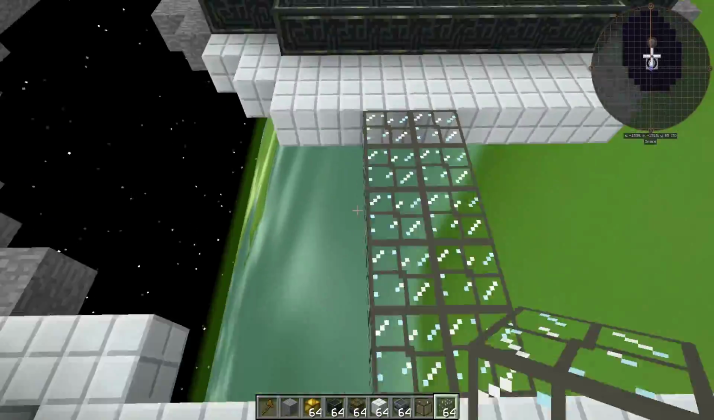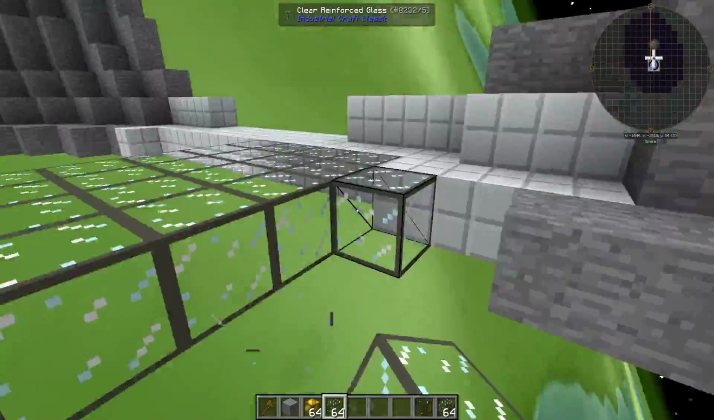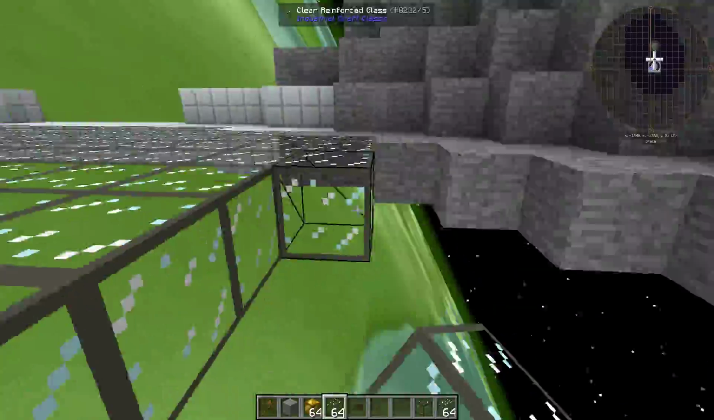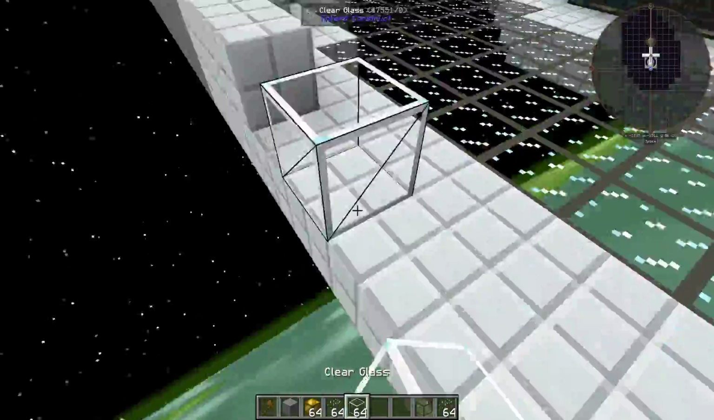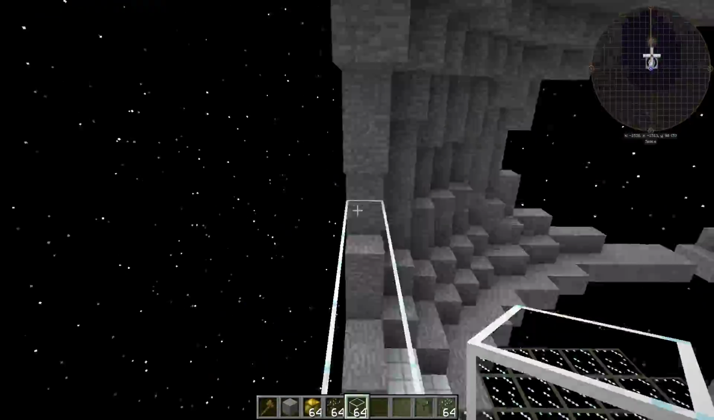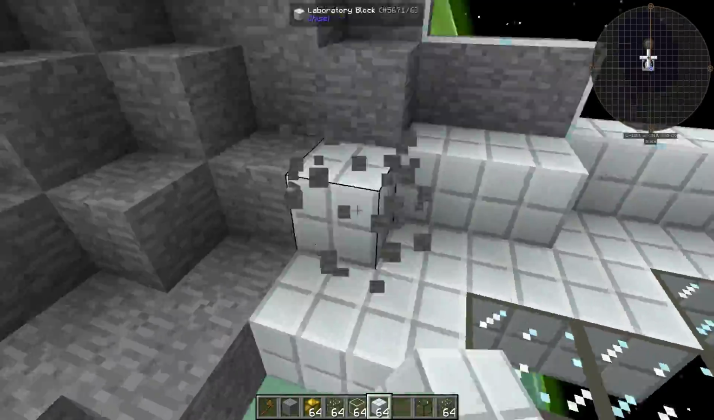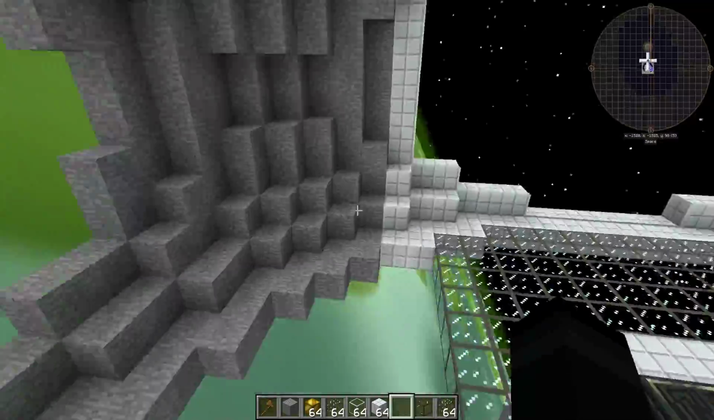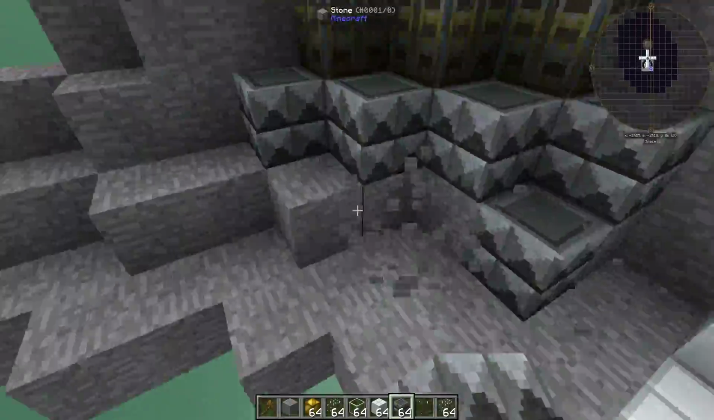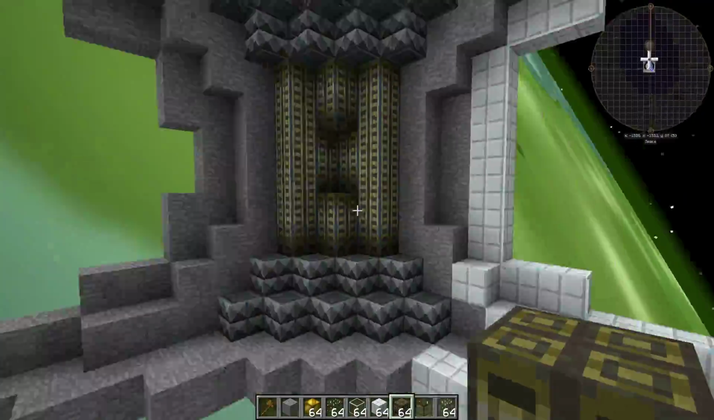And anyways, I did work on the space station a little bit. I made an intersection with four hallways coming off of it, and I'm planning on creating four areas off of that. Probably energy production, farming, as well as something else. I'm not exactly sure what I'm going to put there.